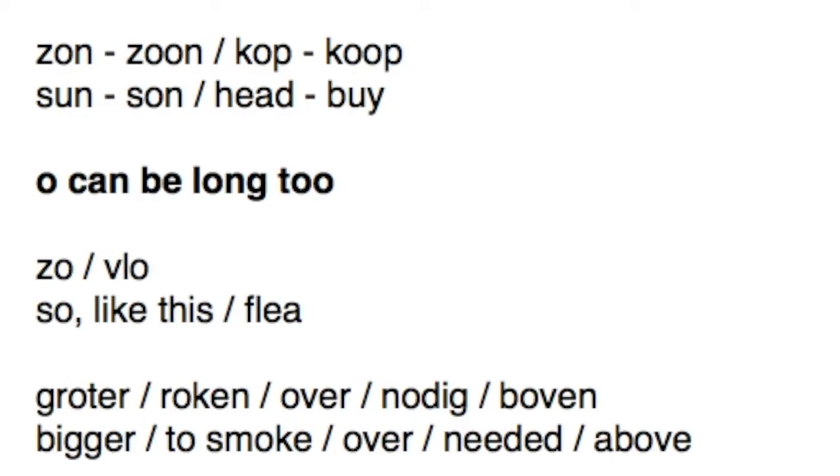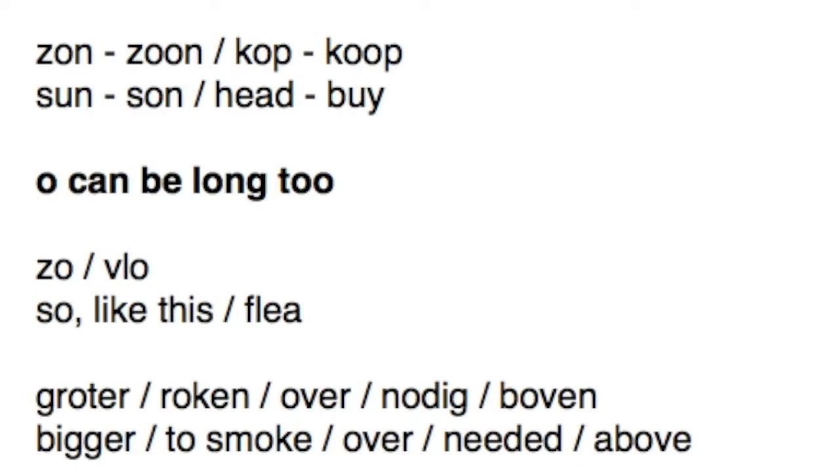Groter. Roken. Over. Nodig. Boven. So you see there, every single time, single O, single consonant, and then the E sound. And it can be an E and it can be an I as well, as you see.